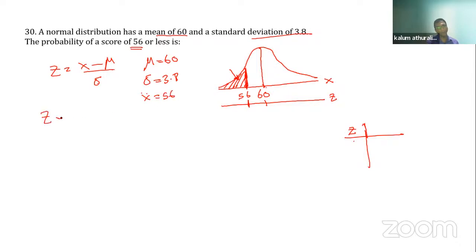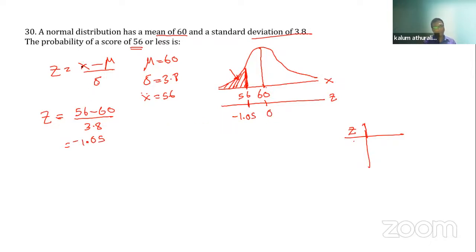Then Z equals X minus 60 divided by 3.8. First you subtract and divide by 3.8. 56 minus 60, then get the equal sign. 56 minus 60 equals, divided by 3.8, gives minus 1.05.